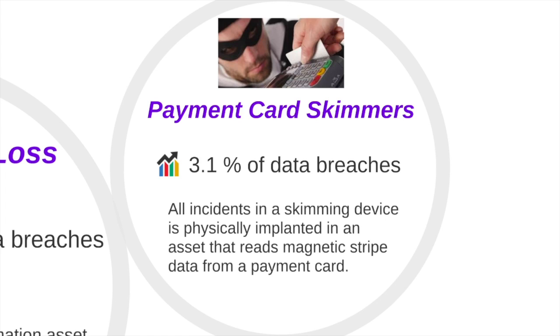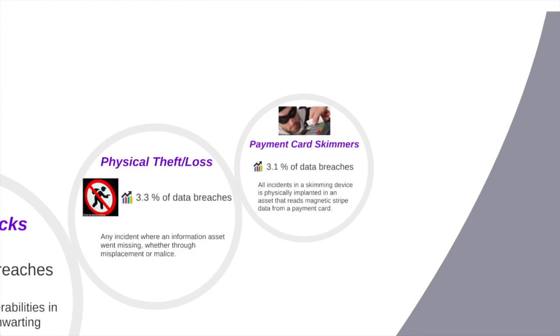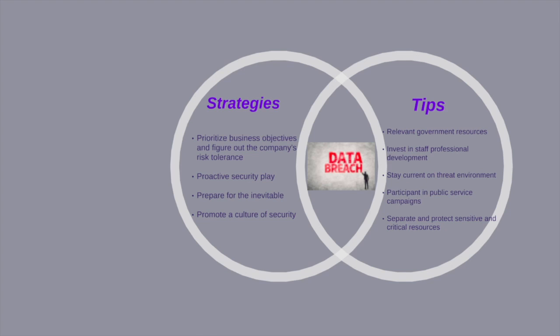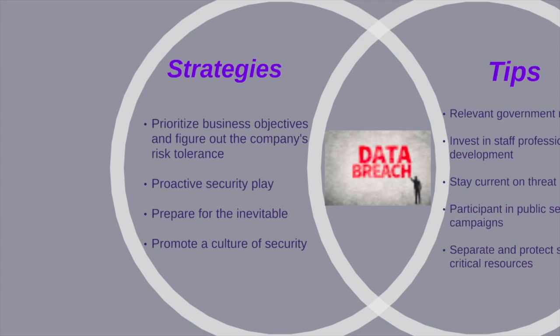How do management teams prevent data breaches and protect their data security? Here are some strategies and tips. Prioritize business objectives and figure out the company's risk tolerance. Make sure the company has a proactive security plan. Prepare for the inevitable: you are going to be attacked. Promote a culture of security within the company.